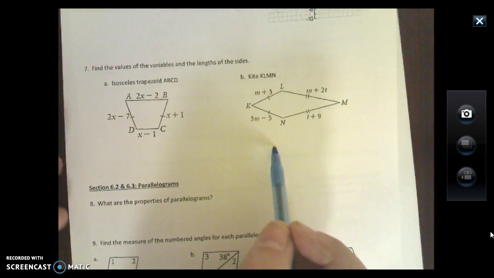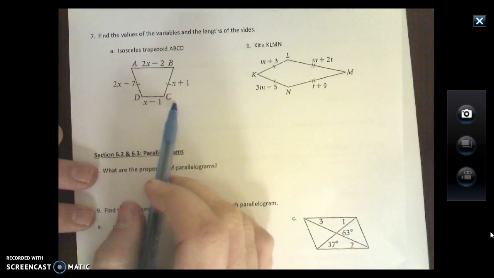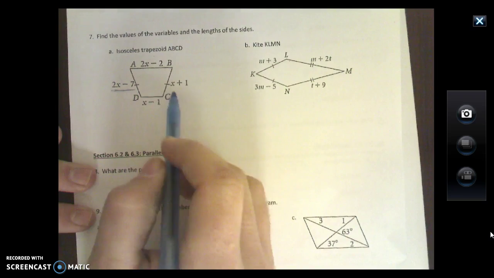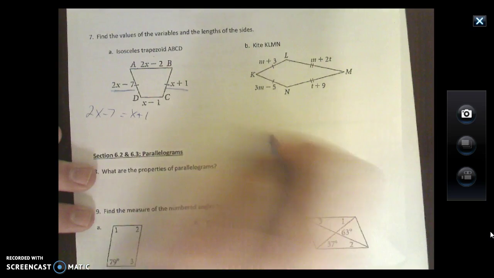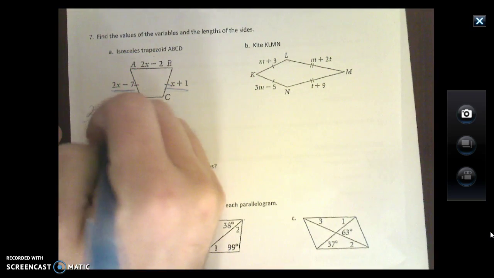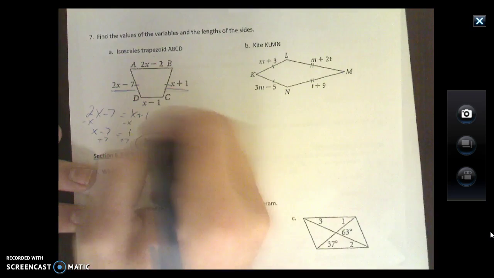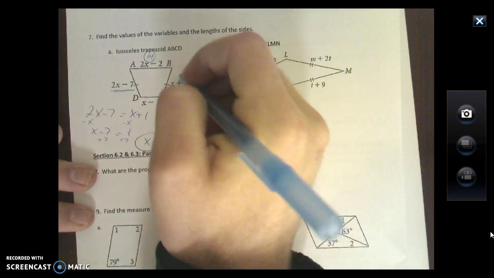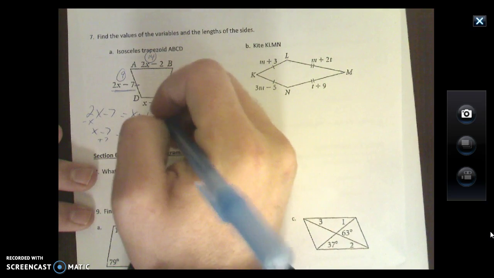Down here, find the values of the variable and the lengths of the given side. Now they're trying to throw you off here with everything that's going on. Guys, if it's an isosceles trapezoid, the legs got to be the same. So the only thing I do know is that these got to be congruent. So 2x minus 7 equals x plus 1. I could subtract x, I can add 7, x equals 8. That is an 8 right there. And then you can plug it all back in. 2 times 8 is 16, minus 2 is 14, 8 plus 1 is 9, 2 times 8 is 16, minus 7 is 9, and then 8 minus 1 is 7.